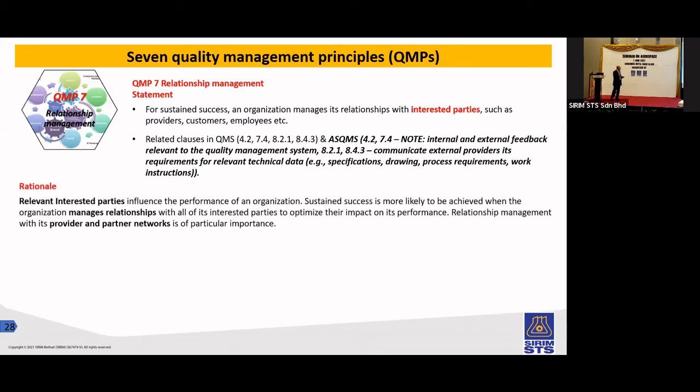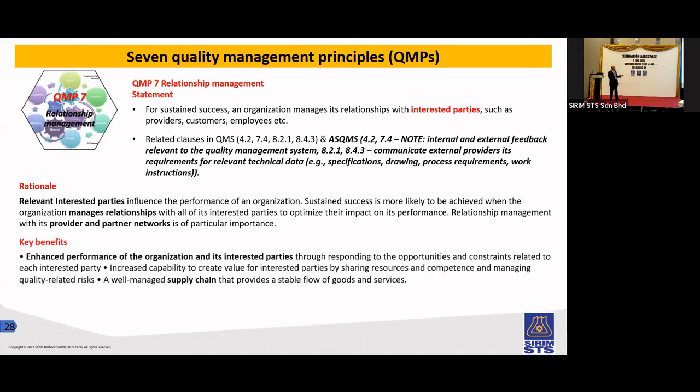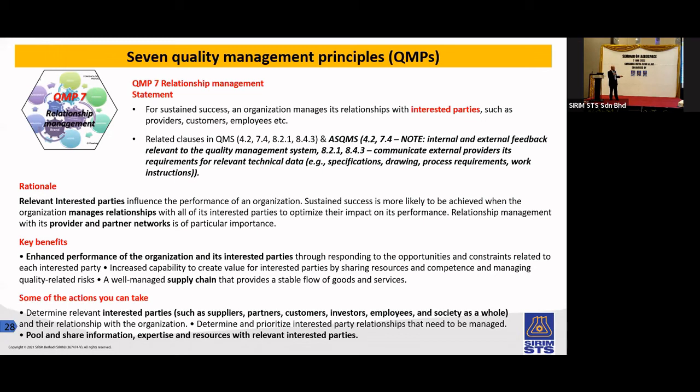And then what are the story behind related to the interested party? Performance, manage the relationship, provider and partner network. Kita ada joint venture, kita ada JV, kita ada technical expert. We can join with these other parties and improve enhance performance, collaboration with the interested party, and then a well-maintained supply chain. Supply chain from the incoming until the deliveries. And apa yang kita boleh buat to improve this? Interested party determine the relevant interested party termasuk supplier, partner, customer, investor, employee, society as a whole to improve the system, and we can have a pool and share information, expertise, and resources with the interested party. Kalau kita expert in aerospace, we have a technical expert to join with the group and so on.